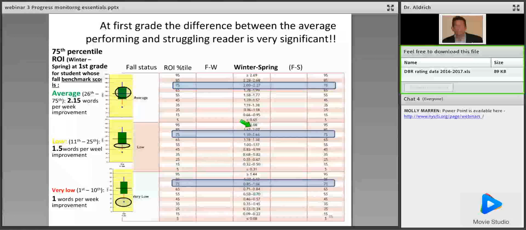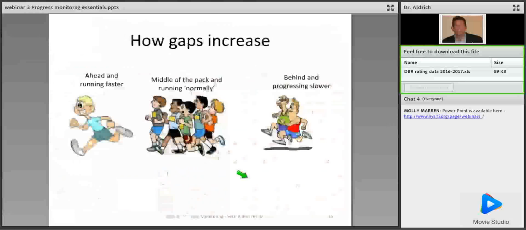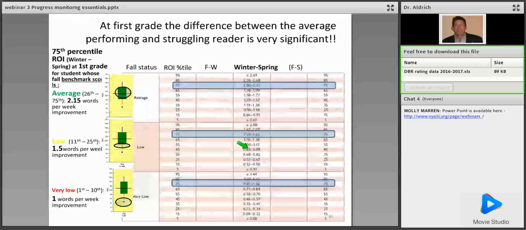Kids between the 10th and 25th percentile, on average, make about 1 word per week growth. Kids that are average make about 2 words a week growth. Well, no, I'm sorry, make about 1.6 words per week growth. We want this group to try to catch up at least to this group. So we use these norms of improvement.